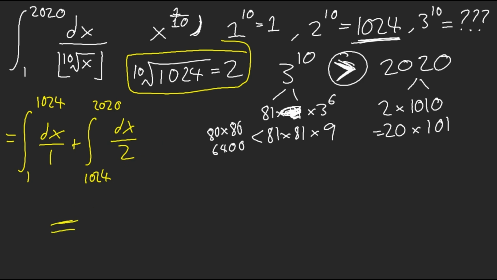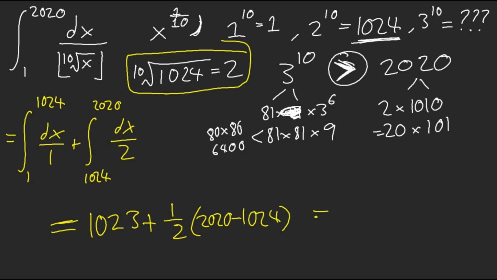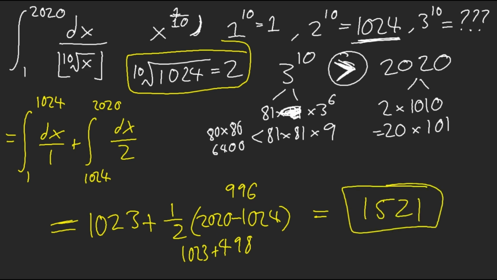So this equals 1023. Be very careful. Plus a half of 2020 minus 1024. So this whole integral, that's like what? 996 over 2, which is 498, plus 1023. So our answer is 1521. Okay? So that is our answer with this.